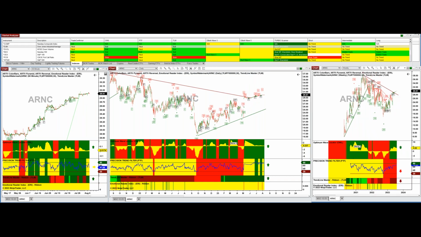Also, you got a red PTF. This is causing me concern on the weekly chart. That's indicating that this may not be a bottom, and we don't have a lot of history on this stock. Not my favorite, so I would not do this one at all, okay?